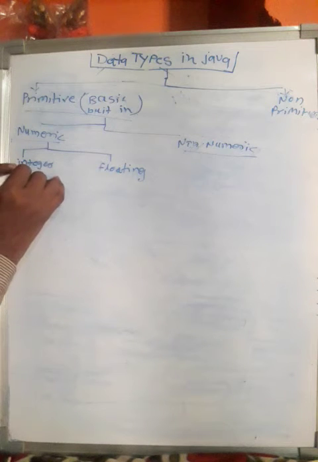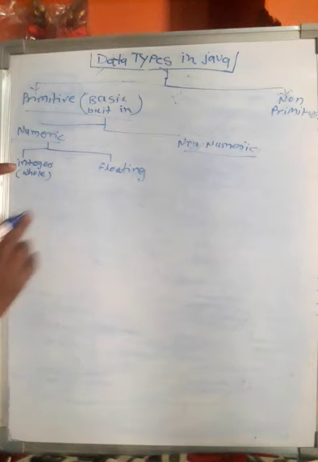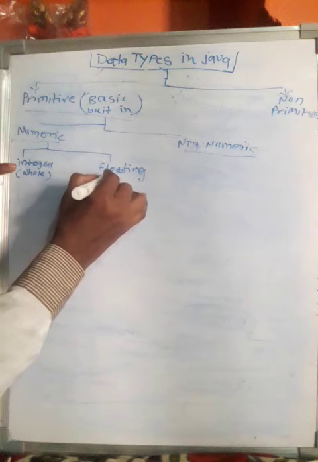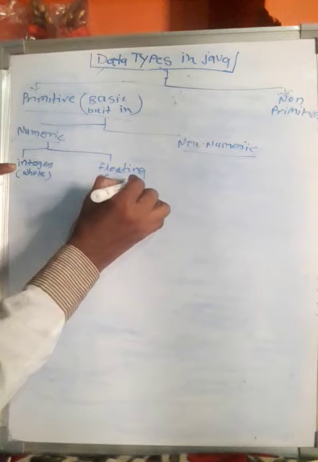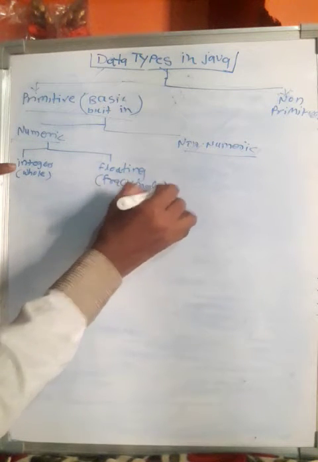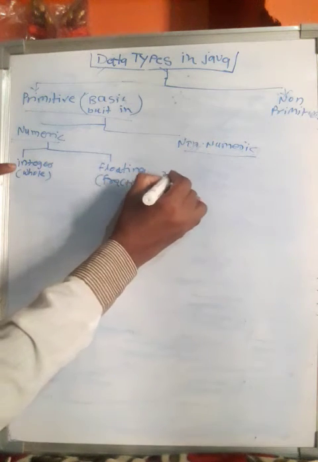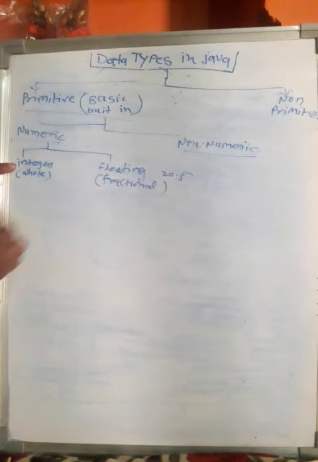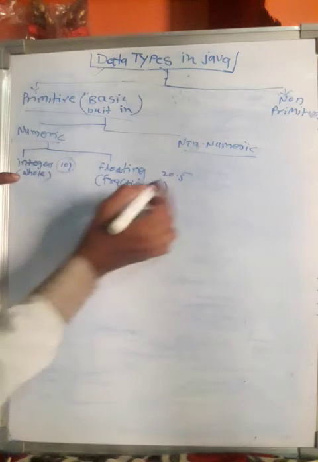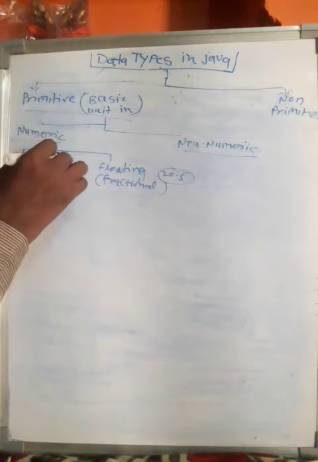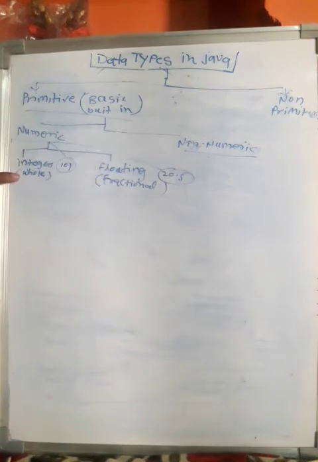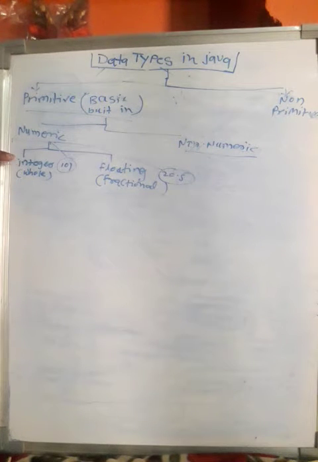Integer means whole number, floating means fractional number. A fractional number, for example, is 20.5, and an integer number, for example, is 101. Both are numeric values. That's why integer and floating both belong to the numeric data type.